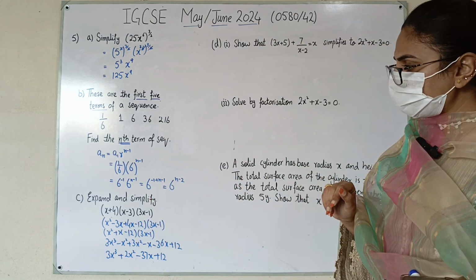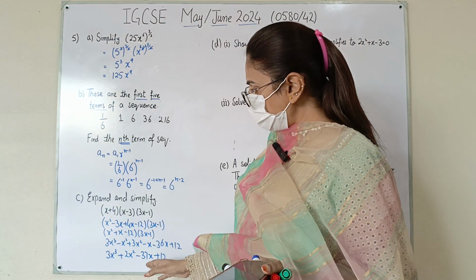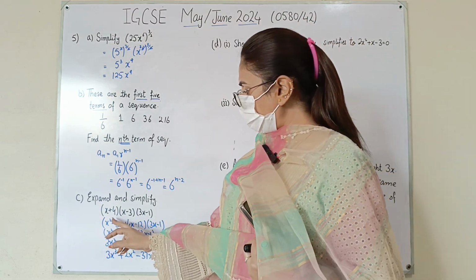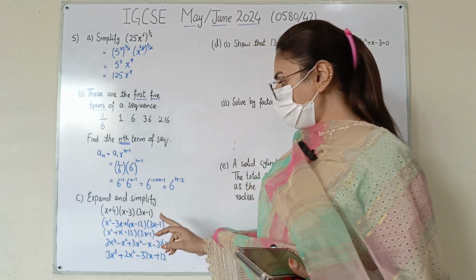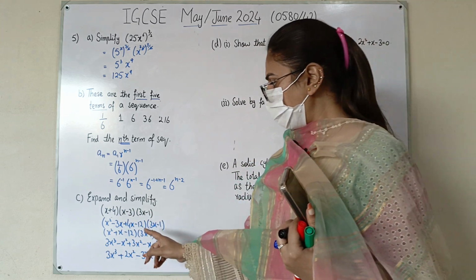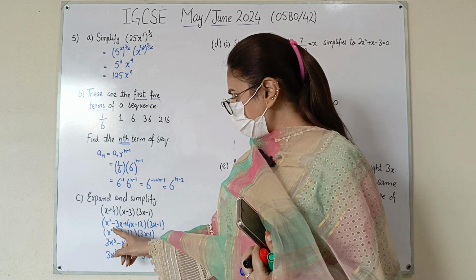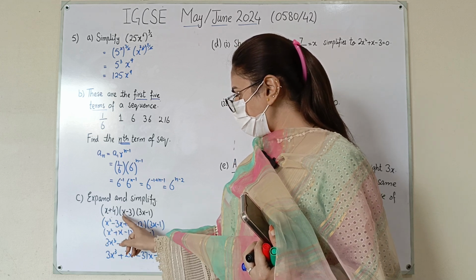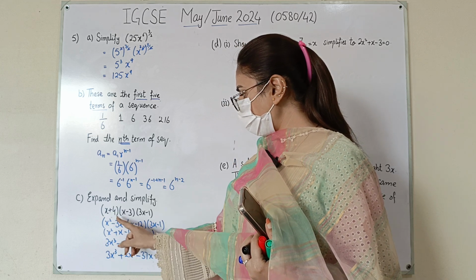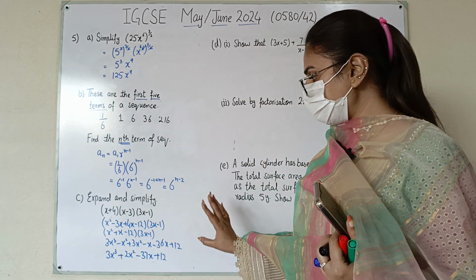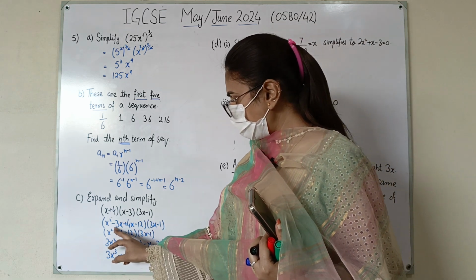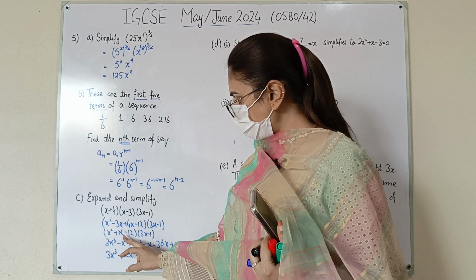In part number C, he is asking you to expand this expression and simplify it. First of all, you have to multiply these two brackets. Afterward, you will use this bracket in order to get your final answer. x multiplied by x will be x square, then minus 3x plus 4x, minus times plus will be minus 12, and 3x minus 1 will be written as it is. Now simplify these two terms. Minus 3x plus 4x will be x.